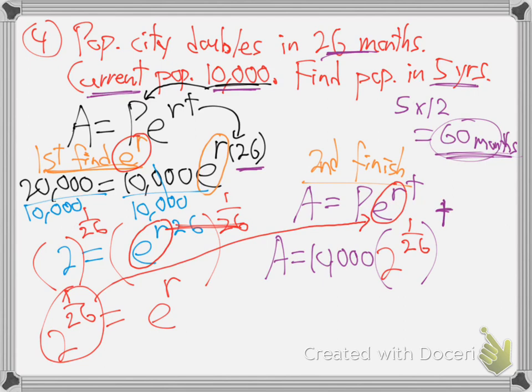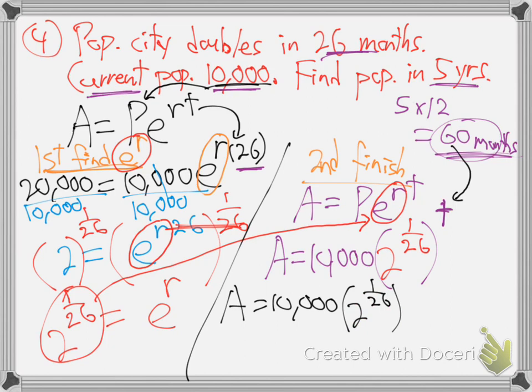Now we can finish the problem. So the first part is you find the e to the r. We can do this on all these. Second part, you finish the problem, so you put in the e to the r. How do we finish now? They want the population in 5 years, or 60 months. So I grab that 60 and put it in right there. So the amount is going to be 10,000 times 2 to the 1 over 26, with the power being 60 up there.